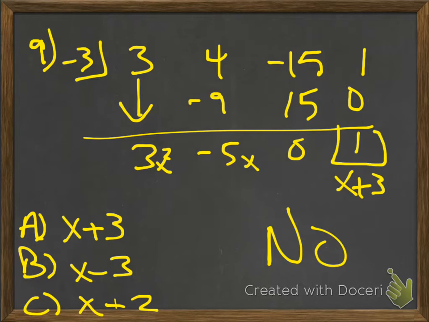All right, any questions on that one? Hold on. Because the remainder here is 1. It has to be a remainder of 0 to be a yes. That's synthetic division. Yep.